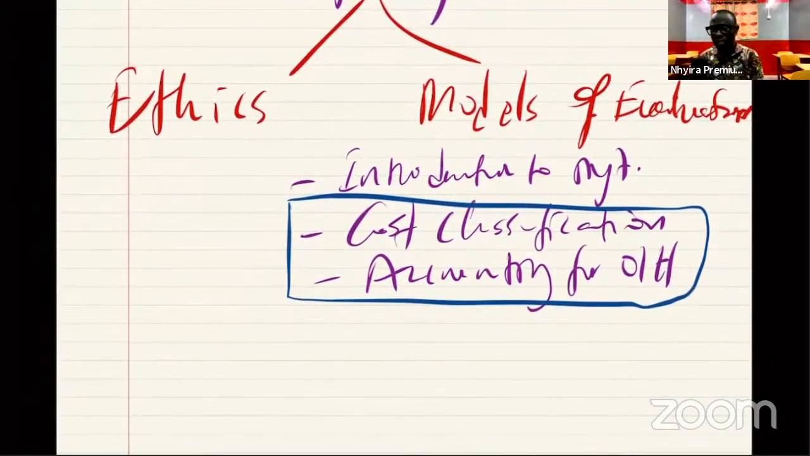So you have to understand these introductory issues: cost classification, accounting for overheads, because this is going to be critical and very, very important when it comes to how you're going to pass the examination.